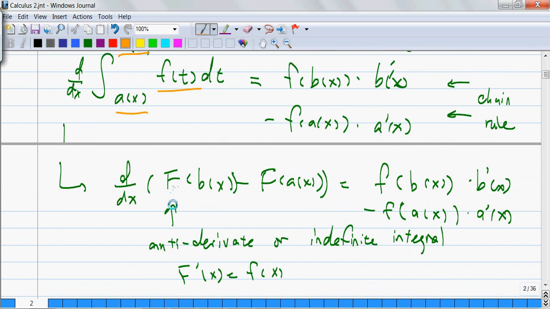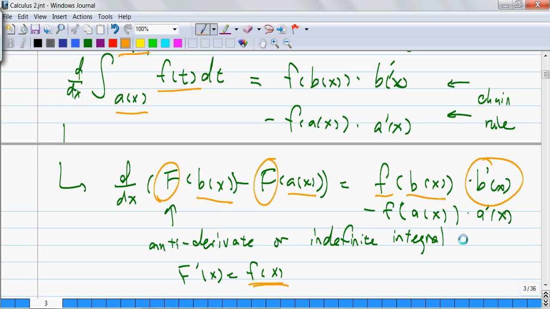Suppose you have the antiderivative, which I call big F here. By definition, an antiderivative is a function whose derivative is the original function. So by the fundamental theorem of calculus part 2, you would get big F evaluated at the upper limit minus big F evaluated at the lower limit, and then you take the derivative. Now you need to use chain rule because you don't know what big F is. By using chain rule, you know that the derivative of big F is small f, still evaluated at the inside function. And then remember, you need to multiply by the derivative of the inside function by chain rule.